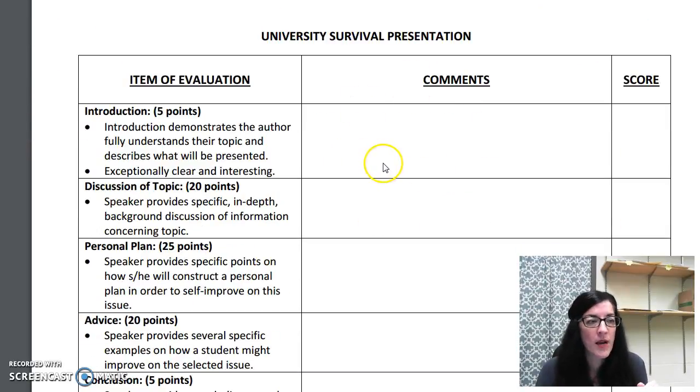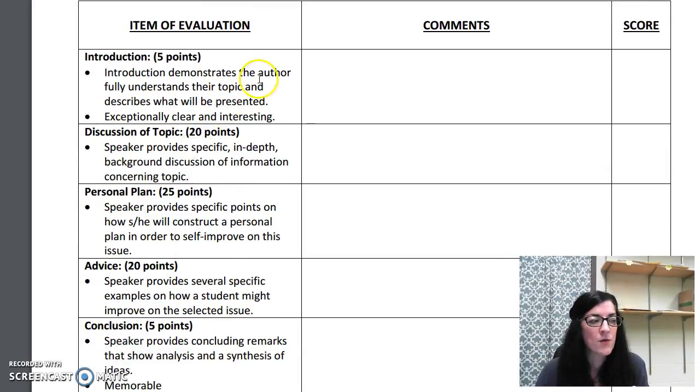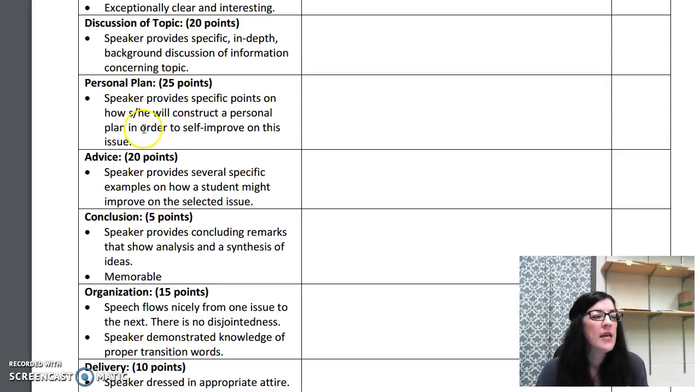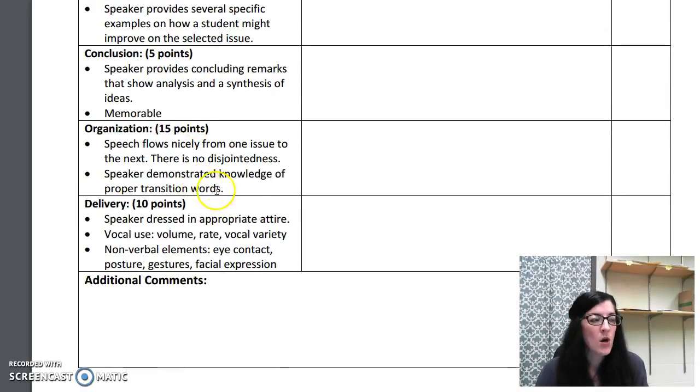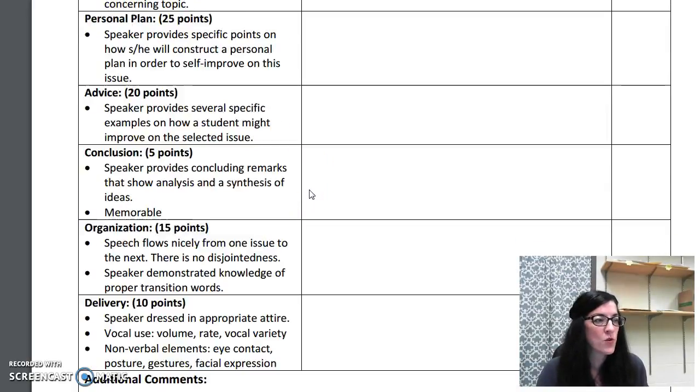Here's the rubric form. This is what I will have pulled up on one of my monitors while I am watching your speech on another monitor, and I'll be typing up comments. You can see here the breakdown of how I am allotting points. Make sure that you discuss your topic, that you offer a personal plan, and that you offer some advice. I'm also going to be looking at the organization of your speech and also your delivery. So if you're reading directly from a paper, or if it's really difficult to hear you, you will lose points for that. Again, this is worth 100 points.